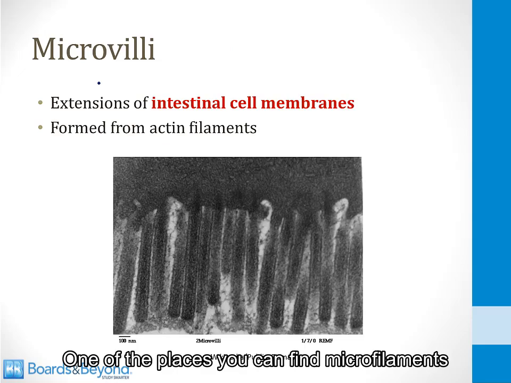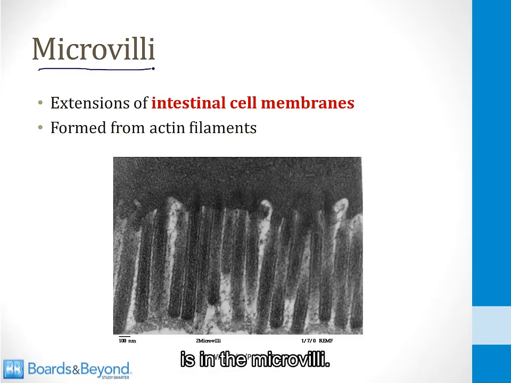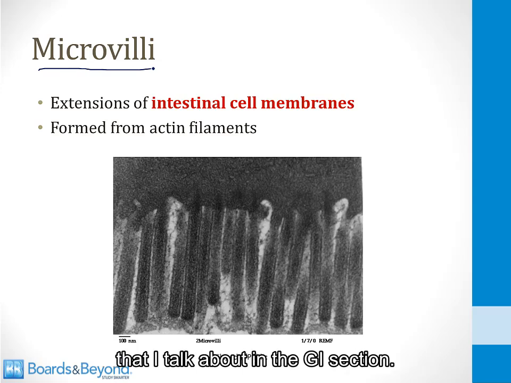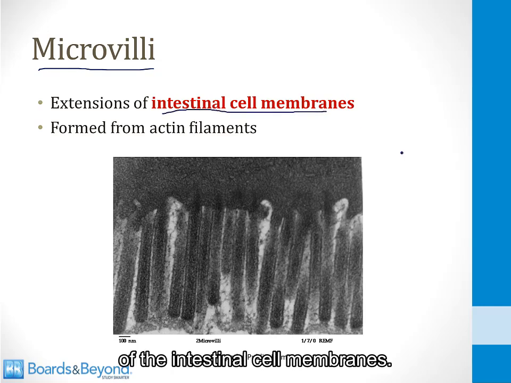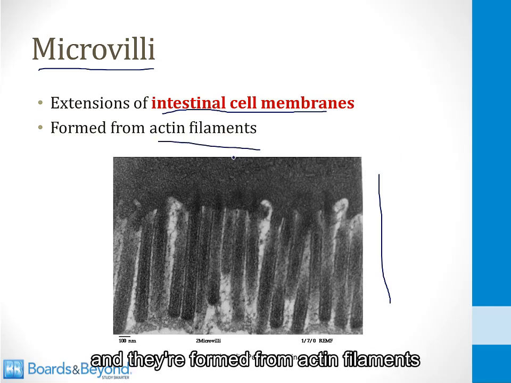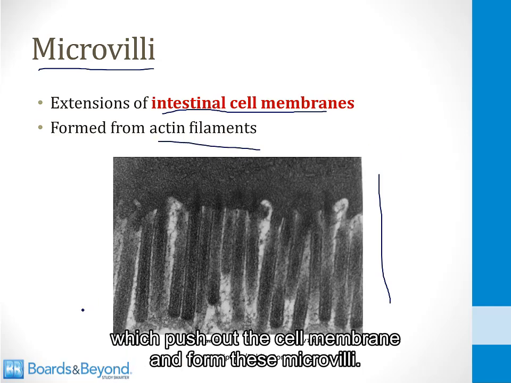One of the places you can find microfilaments is in the microvilli. These are important parts of our intestines that I talk about in the GI section. The microvilli are extensions of the intestinal cell membranes. This is a picture of them seen on the screen here, and they're formed from actin filaments which push out the cell membrane and form these microvilli.